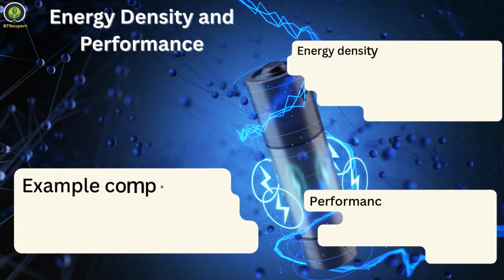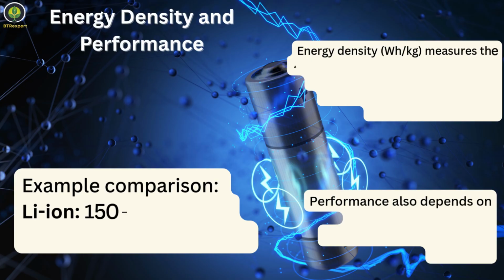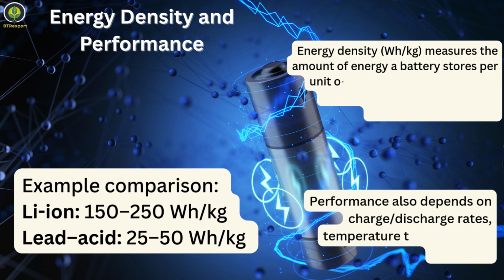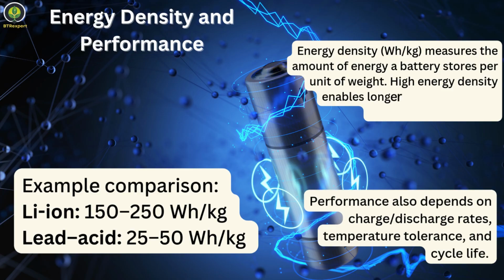Energy density, measured in watt-hours per kilogram, indicates how much energy a battery can store per unit of weight. This is crucial because a higher energy density allows for longer runtimes without increasing the size or weight of the battery. Consider this comparison. Lithium-ion batteries offer an impressive energy density of 150 to 250 watt-hours per kilogram, whereas lead-acid batteries only provide between 25 and 50 watt-hours per kilogram. This stark difference explains why lithium-ion batteries are often favored for portable devices and electric vehicles.